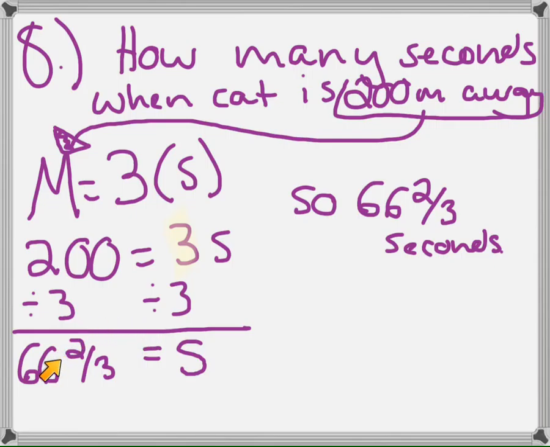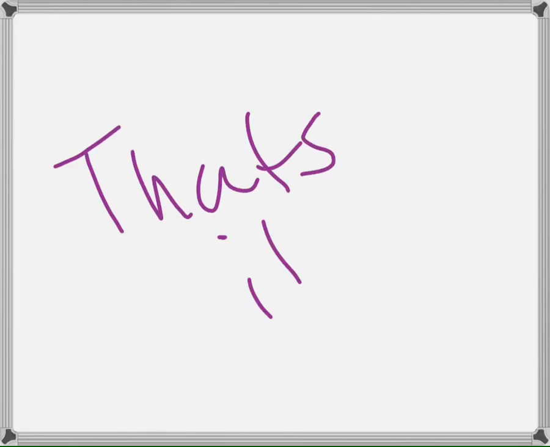200 divided by 3 is 66 and 2/3. So it takes 66 and 2/3 seconds for a cat to get 200 meters away from his food bowl. And that's it.